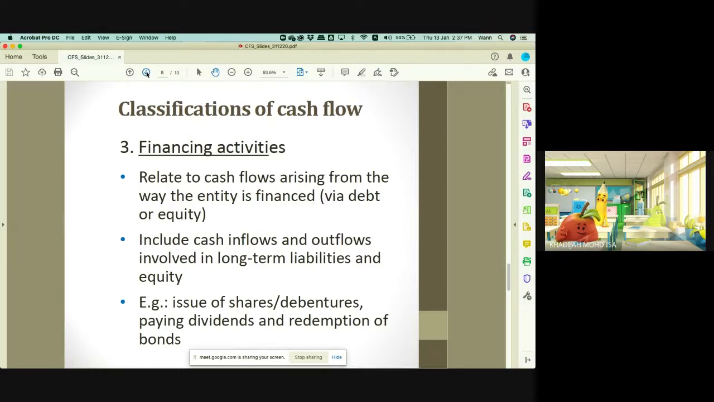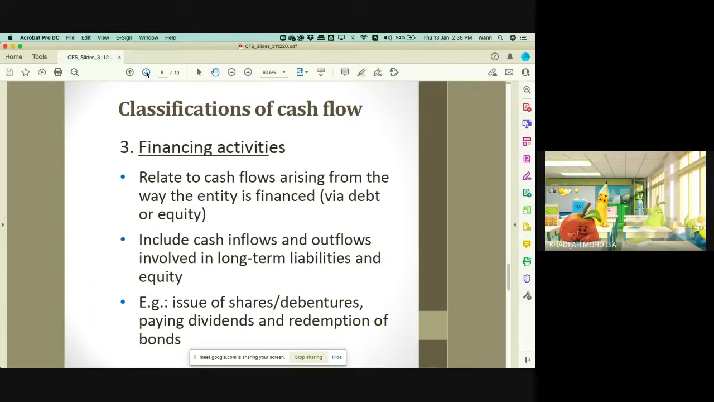An example is when you issue your shares. So when you issue shares or debentures, or when you pay out dividends, or when there's a redemption of bonds, all of this will be shown in the financing activities.